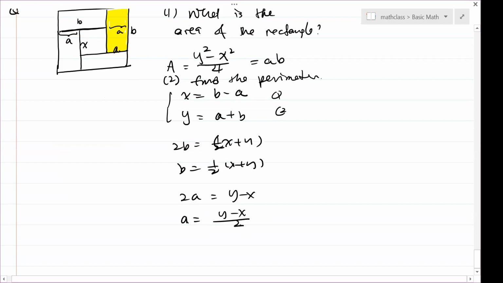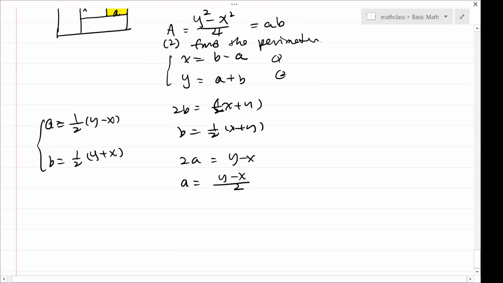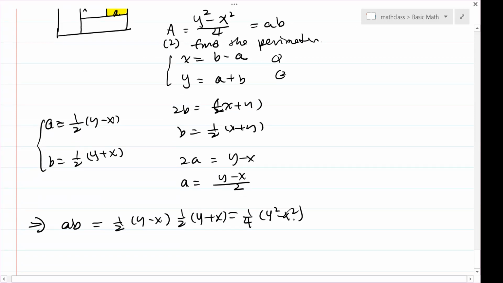So A is going to be Y minus X divided by 2. So you got not only the perimeter, you actually get the dimension of this rectangle. Okay. So finally you get A is going to be half of Y minus X. B is going to be half of Y plus X. Okay. Of course, this also implies A times B, which is the area, is going to be half of Y minus X times half of Y plus X. You end up with the same answer we got at the very beginning. Okay, so Y squared minus X squared divided by 4.